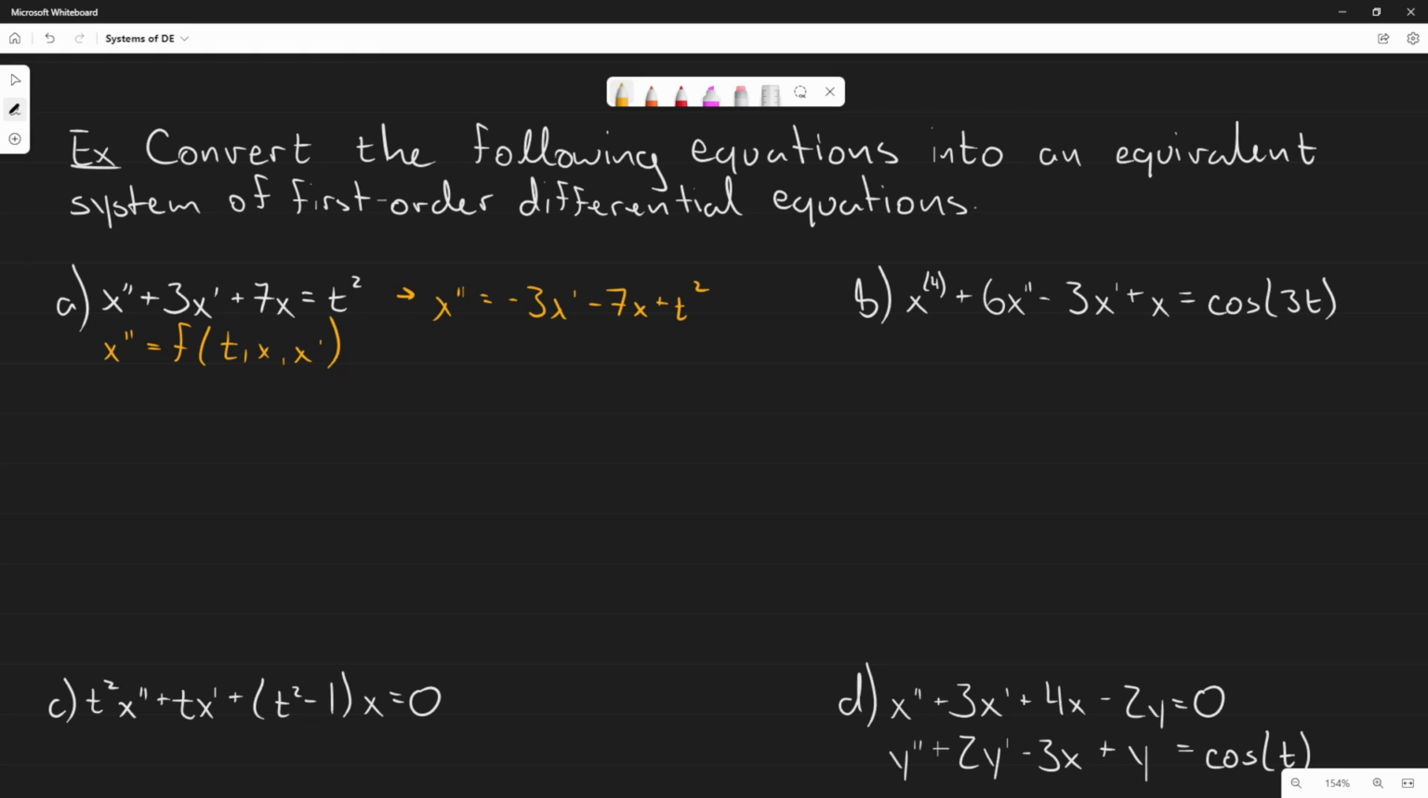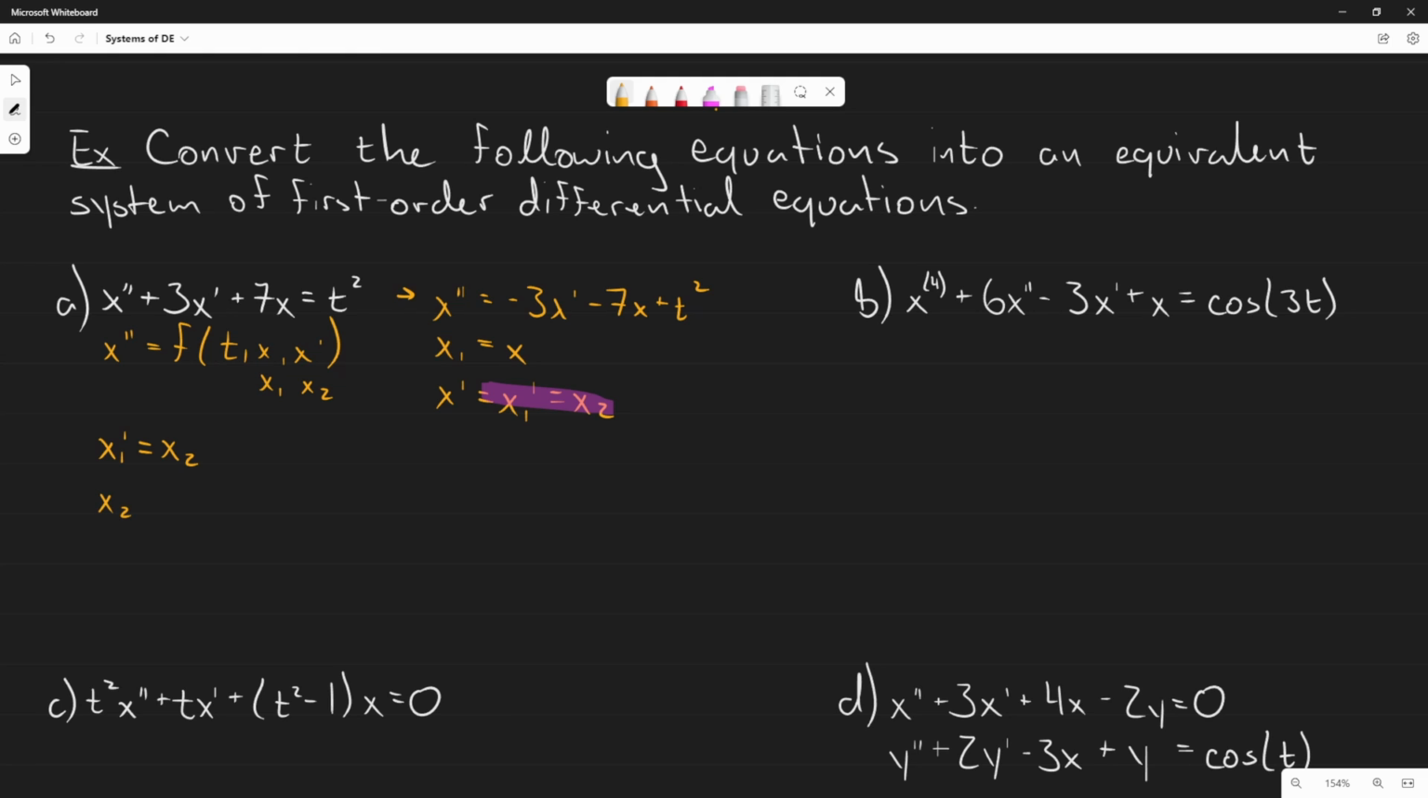And now we're going to bring in our dependent variables, x1 and x2. We're going to let x1 equal x, and then x prime, which is x1 prime, is going to be equal to x2. Now we're going to substitute this in and create our first order system. Because it's a first order system, we're going to have first orders on the left side. So x1 prime, what is that equal to? Well, we mentioned that x1 prime is equal to x2.